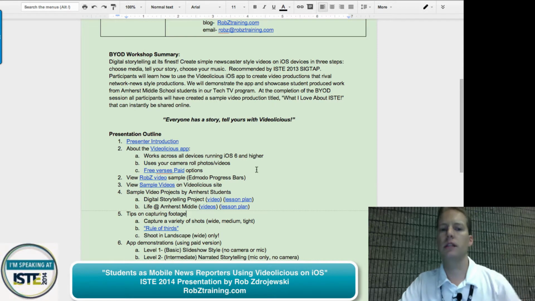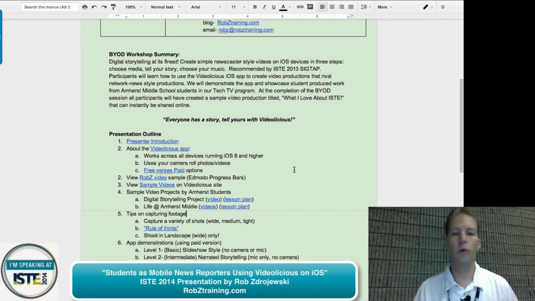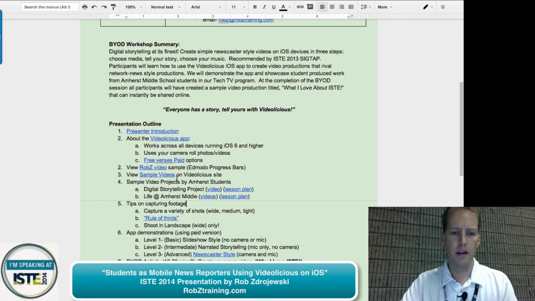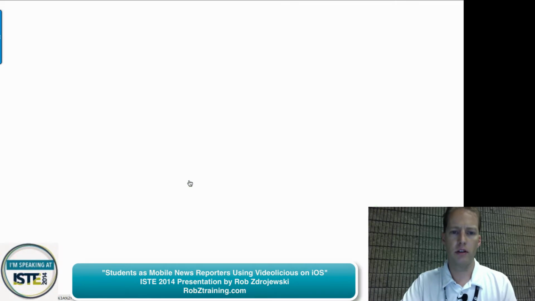As I mentioned, it uses your existing camera roll photos and videos, so hopefully at this point you have stuff on your camera rolls. If you don't, you can turn to the person next to you, take a picture, and tell a story of what's going on in this room if you like. I've done that before. But if you have existing footage, Videolicious is your app to tell that story. So let's look at a sample video that I made.